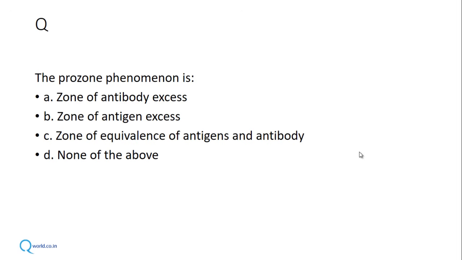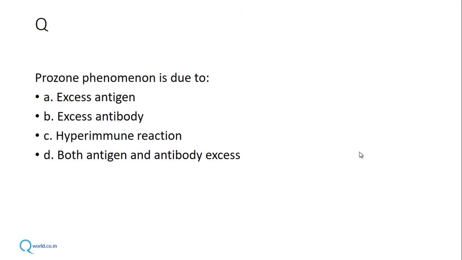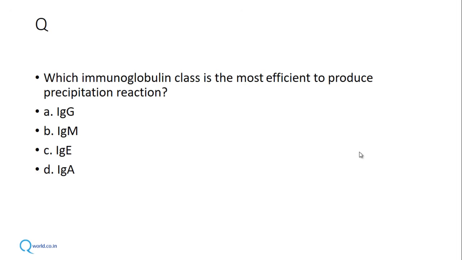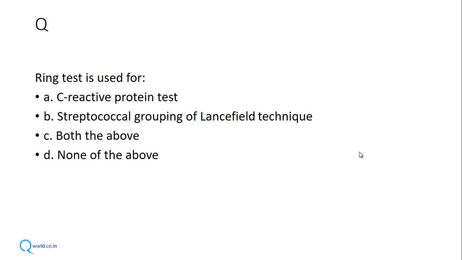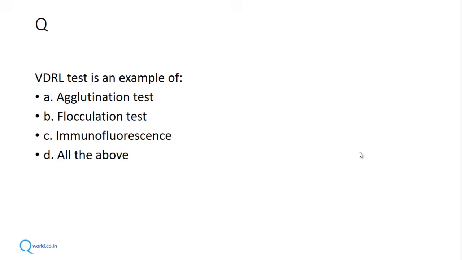Now let us take some questions which have been asked in past few exams. Prozone phenomenon is due to, now we know what a prozone is and what a postzone is. Prozone is basically the zone of antibody excess. Which immunoglobulin class is the most efficient to produce a precipitation reaction? Precipitation reaction is best given by IgG antibodies. Ring test is used for streptococcal grouping by the Lancefield technique. It is a precipitation in a liquid.